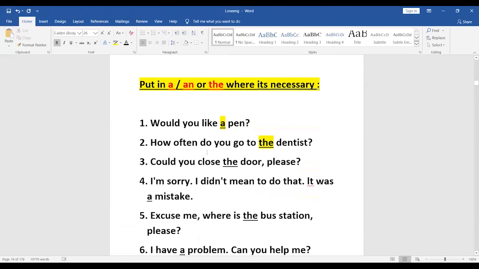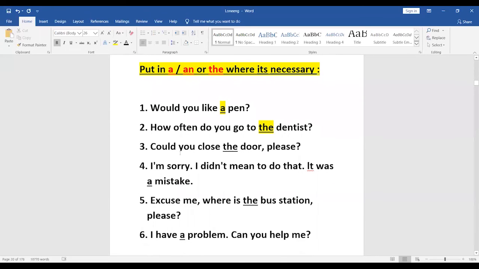So let's move on to another exercise. Put a and the where it's necessary. Okay, I'm going to do the first two for you, and the others are for you to practice at home. Would you like a pen? Pen again is a common noun. It starts with a consonant, and so a is used here.